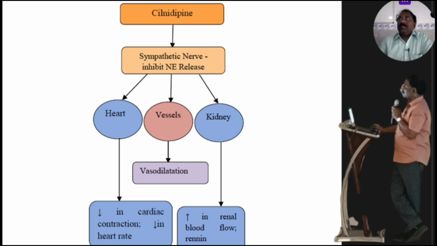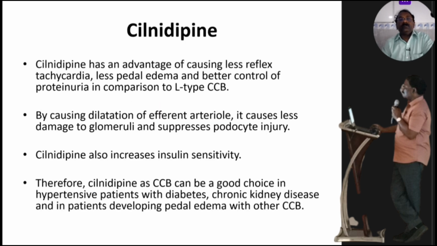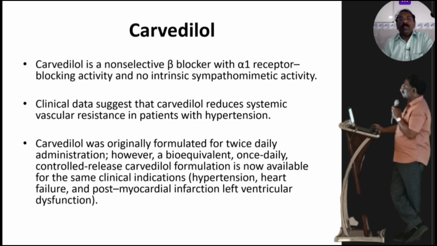Vessels: basically it's a vasodilator calcium channel blocker, so a vasodilatation effect will be there. And it also protects the kidneys and increases the renal blood flow. So carvedilol is a beta blocker, often used in heart failure patients. It's a non-selective beta blocker with alpha-1 receptor blocking activity and no intrinsic sympathomimetic activity. Clinical data suggests that carvedilol reduces the systemic vascular resistance in patients with hypertension.